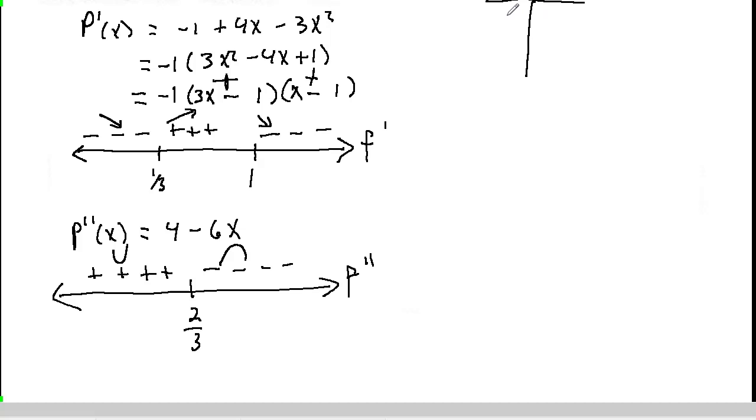We need to know what's going on at 1/3. We know what's going on at 2/3. And we need to know what's going on at 1. Okay, so put this formula into your calculator and then use the table to make your table.